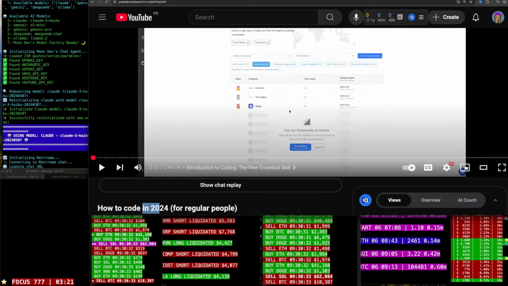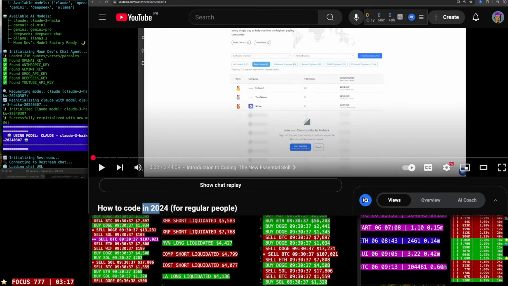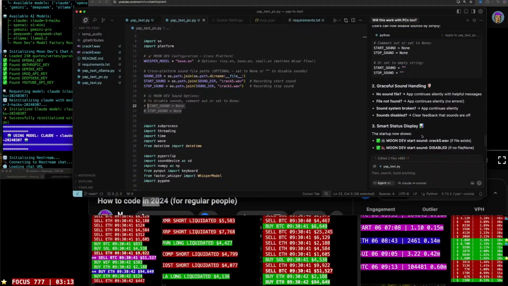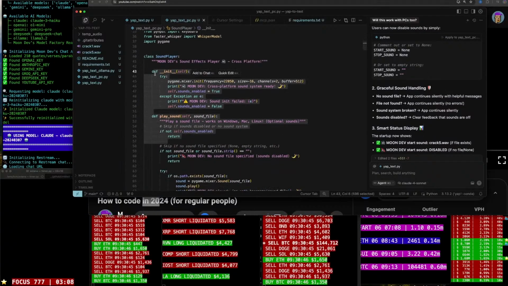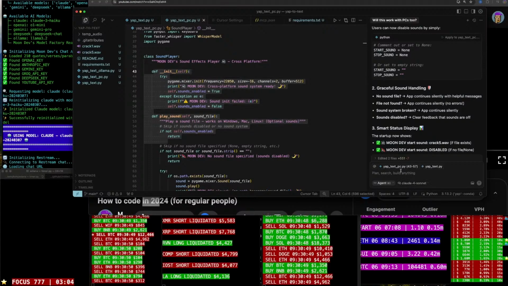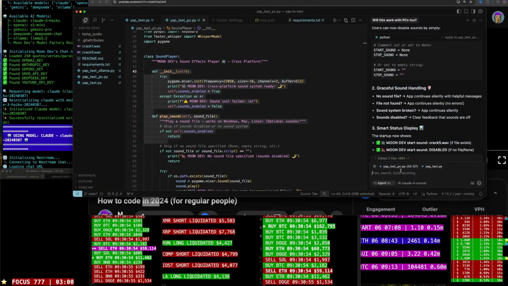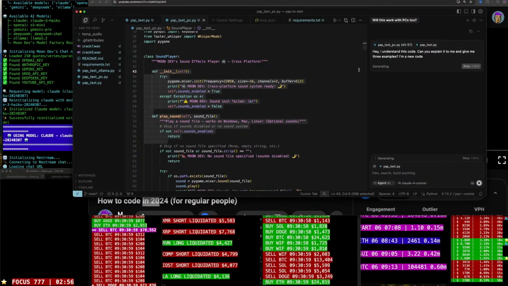Python is the language that you'll need. I use the Cursor IDE. Cursor IDE is sick because you have an AI inside of the IDE. So whenever you don't understand something, you can just be like, hey, I don't understand this code. Can you explain it to me and give me 3 examples? I'm a new coder. So you can just type in how to code for regular people and you'll find that video, but that's how you code, okay?